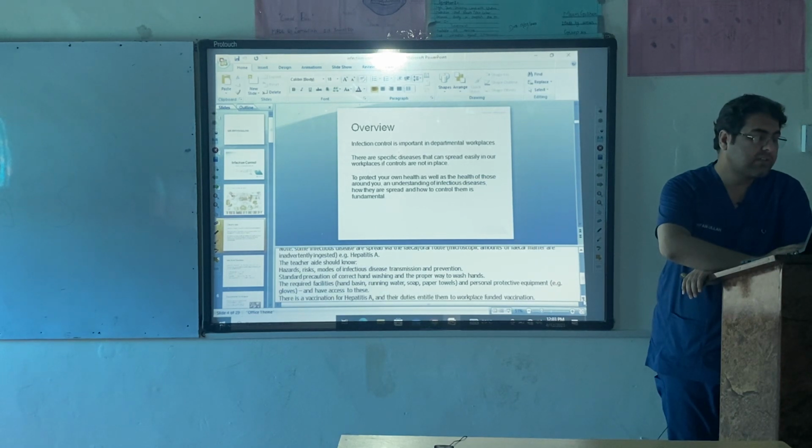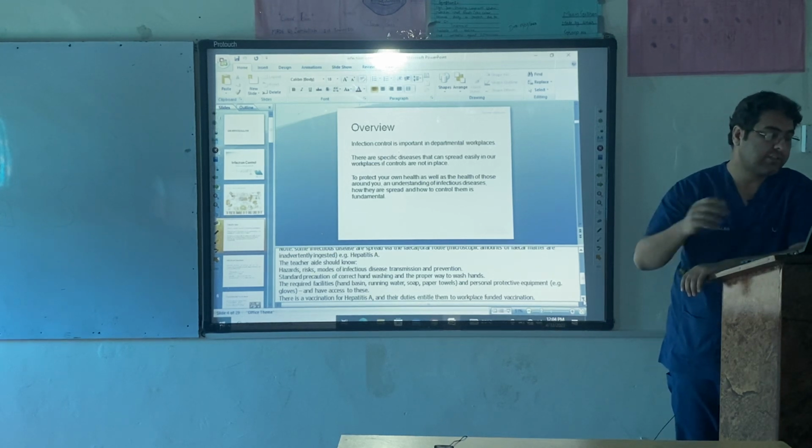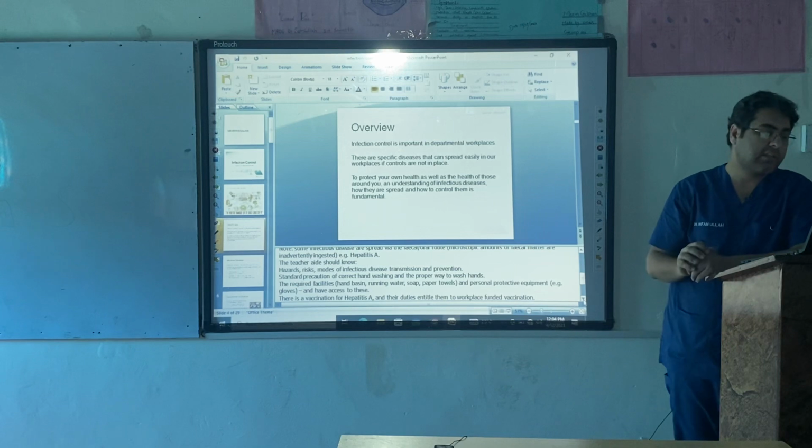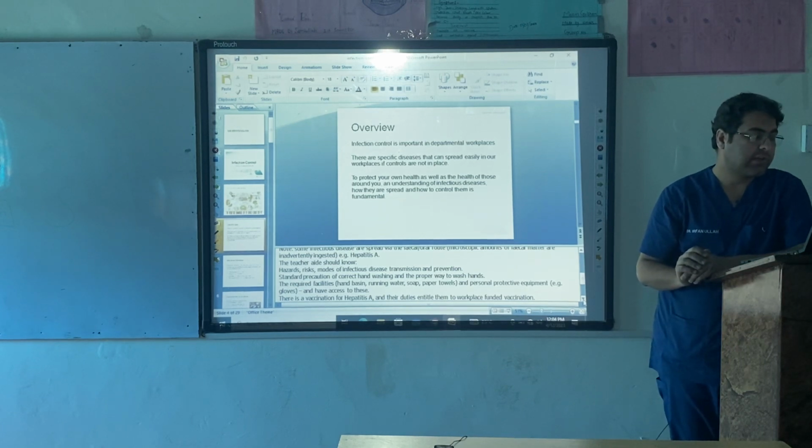Hazards, risks, modes of infection, disease transmission and prevention. These are the things that a teacher should know and should tell the students, or a doctor should know, and an infection control manager should know. So, standard precautions of correct hand washing and the proper way to wash hands.